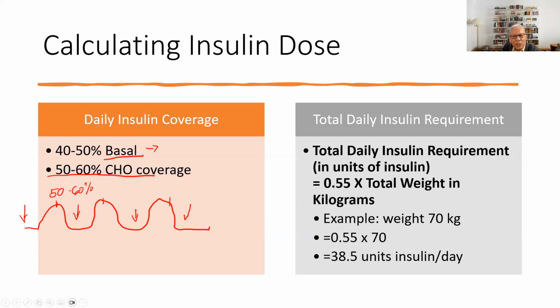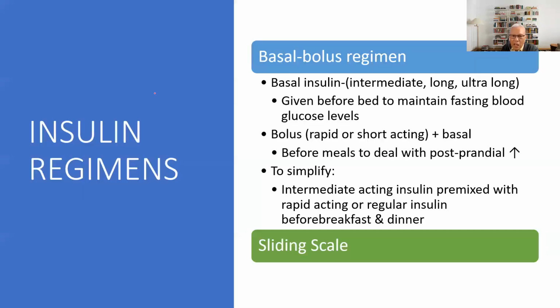So when we calculate the insulin dose of a patient, we always have to divide it: 40 to 50% to cover insulin overnight or when the patient is fasting and in between meals. Obviously, the higher number is going to address the rises of blood sugar following a meal.